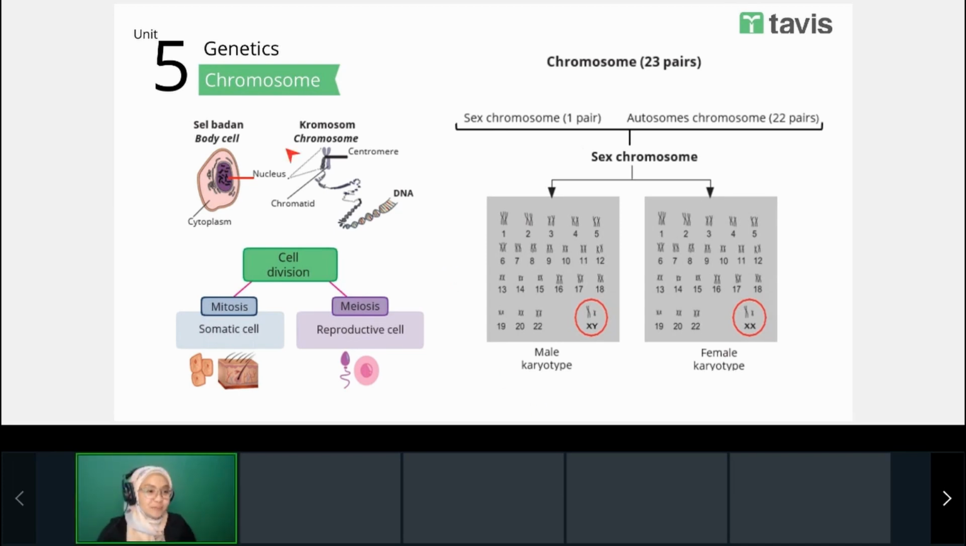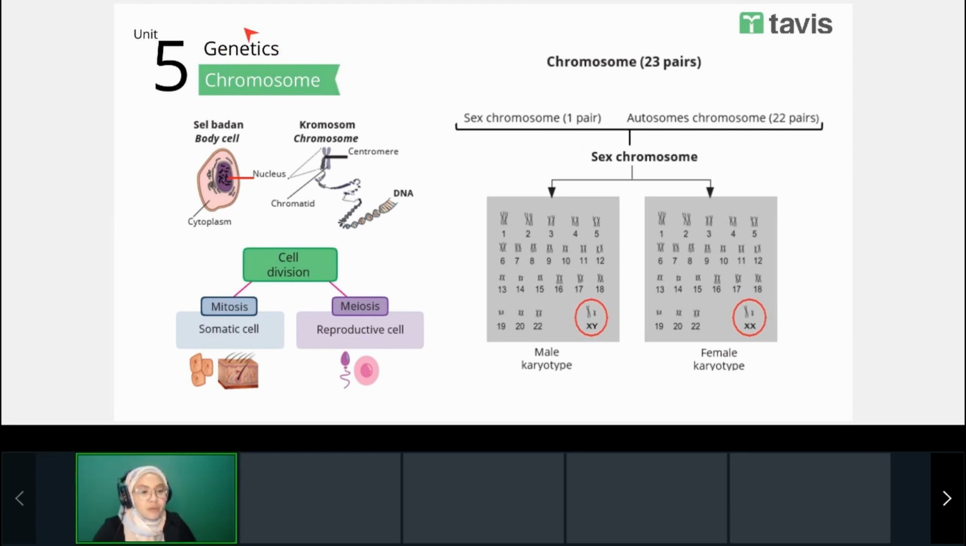Okay, see you. Hello guys, I'm back again with Teacher Suhada. Now we are on lesson 2. We are done with Unit 4, which is the green technology, and now we are going through Unit 5, the genetics. I like this topic because we can know where we are coming from.